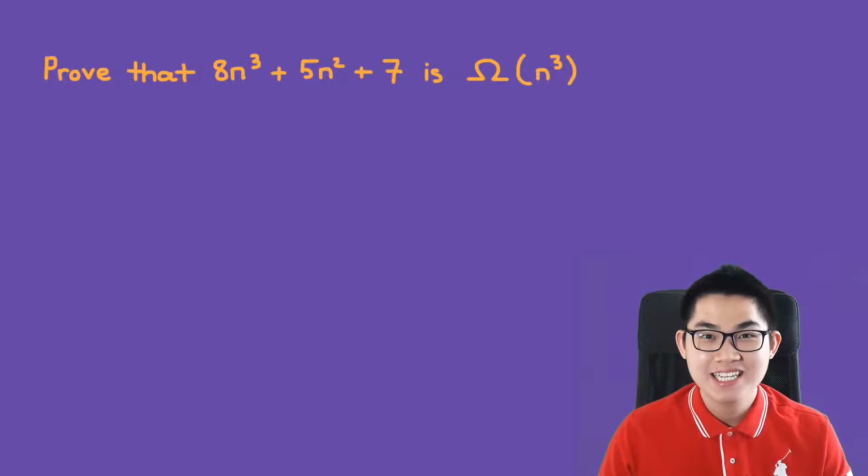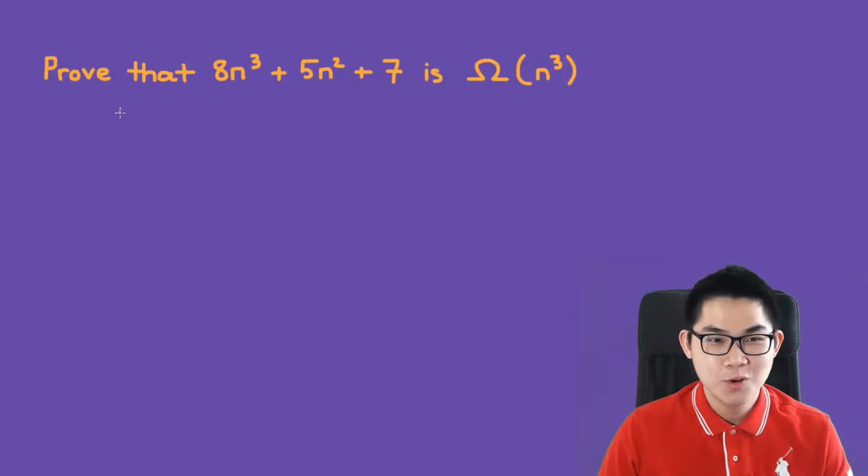Hey, what's up everyone? In this video, I'm going to show you how to prove big omega. So for example, prove that 8n to the power of 3 plus 5n squared plus 7 is big omega of n to the power of 3.